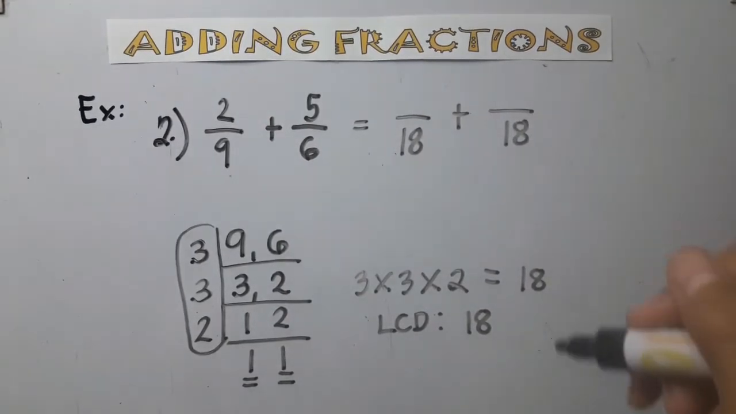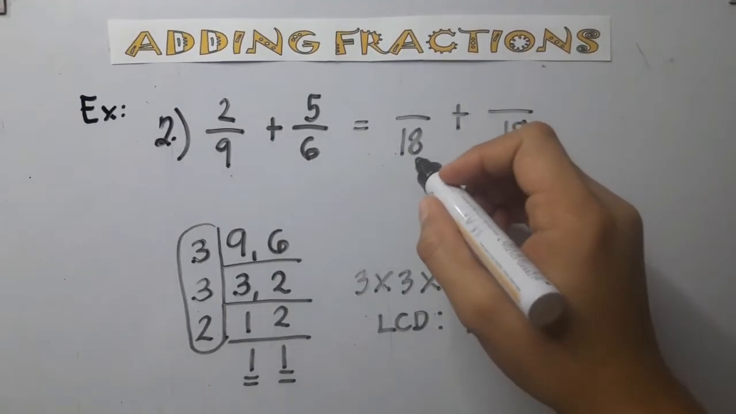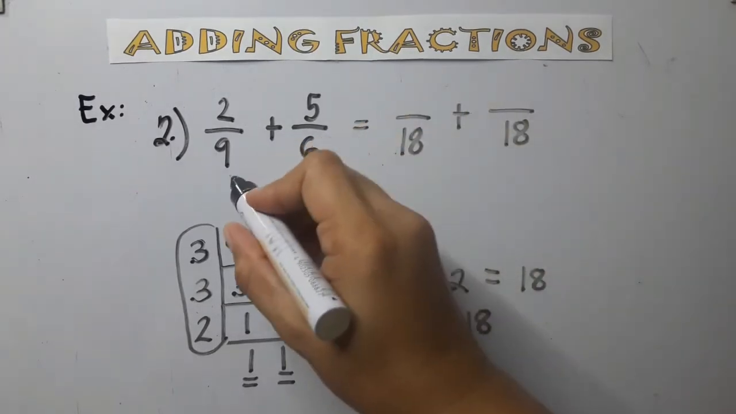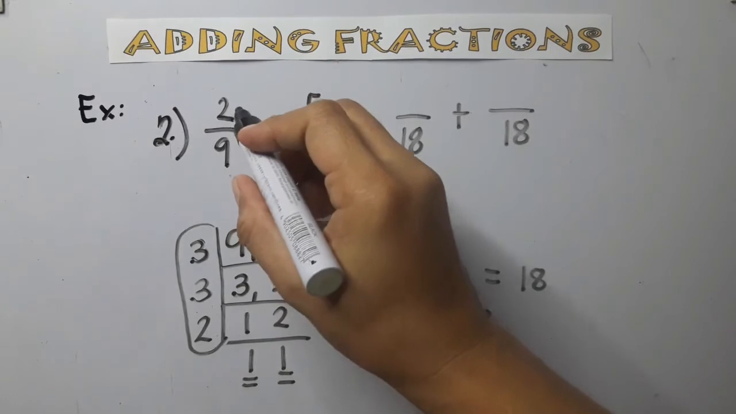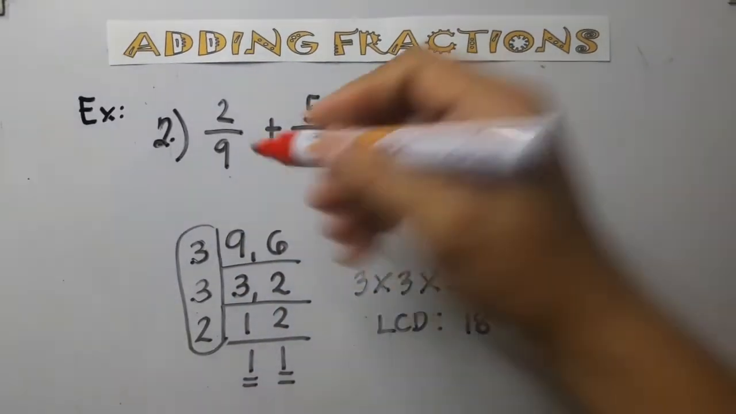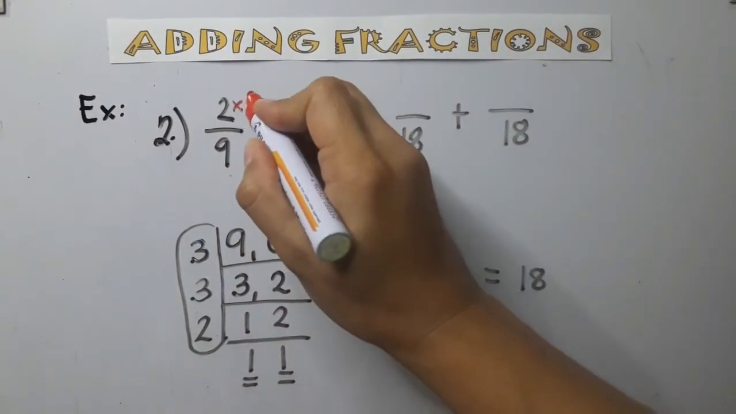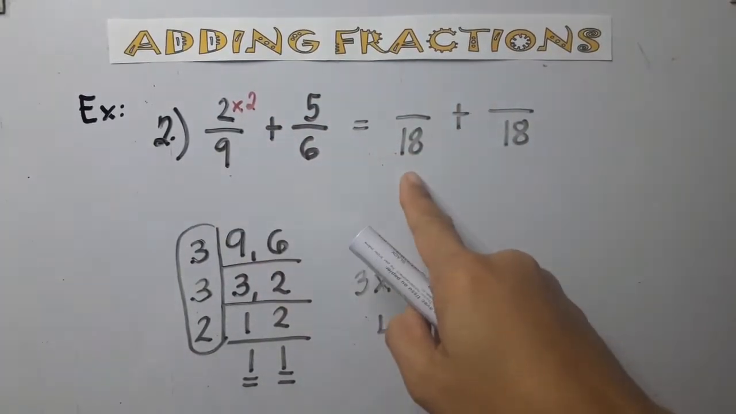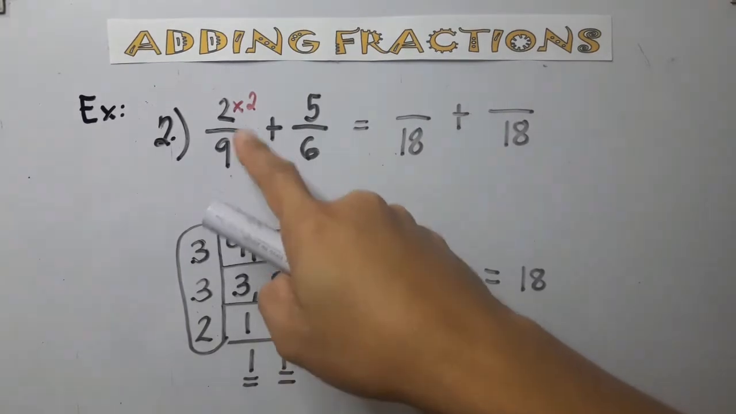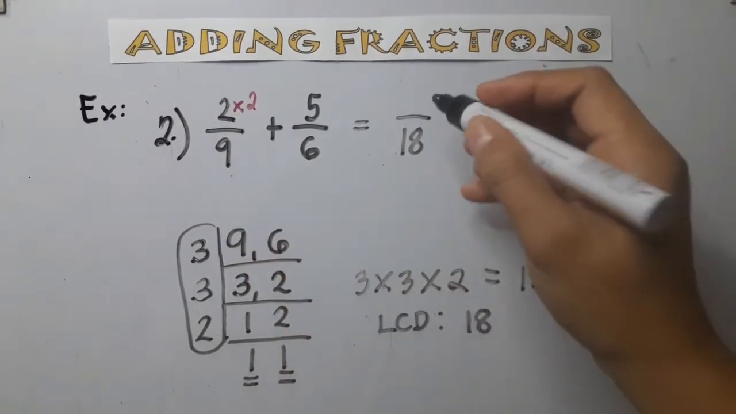So what would be the next step? 18 divided by 9 is 2. So we're going to multiply this one by 2. Again, 18 divided by 9 is 2, so times 2. So this is 4.